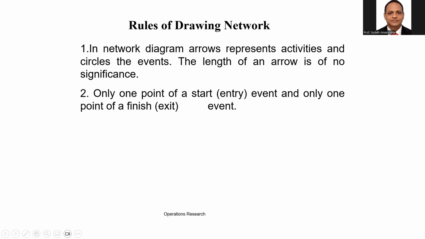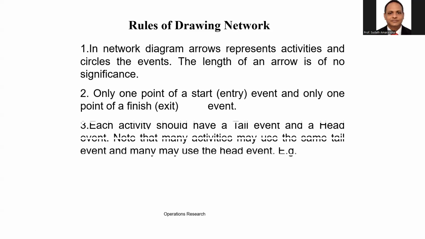The second rule is only one starting event and only one finishing event. Normally, in any network diagram, you can see only one starting point and only one finishing point. You can't see more than one point as a starting, or more than one point as a finishing. Only one starting point, only one finishing point.